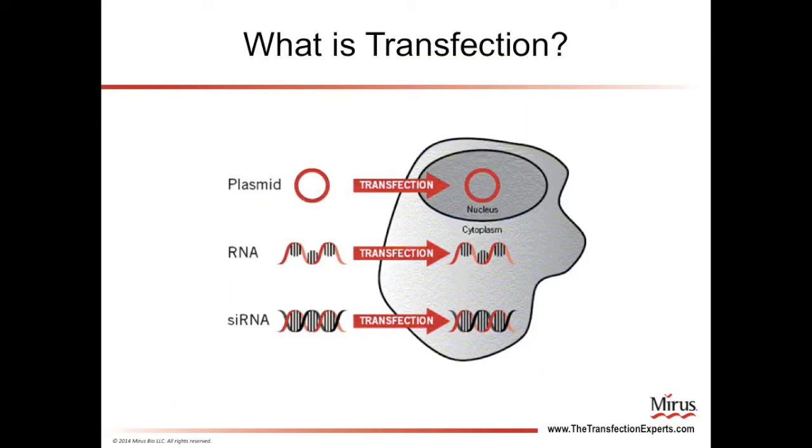The term transfection primarily describes the introduction of an exogenous nucleic acid into tissue culture cells. For example, this could be circular plasmid DNA or messenger RNA for gene expression, or siRNA for gene silencing.